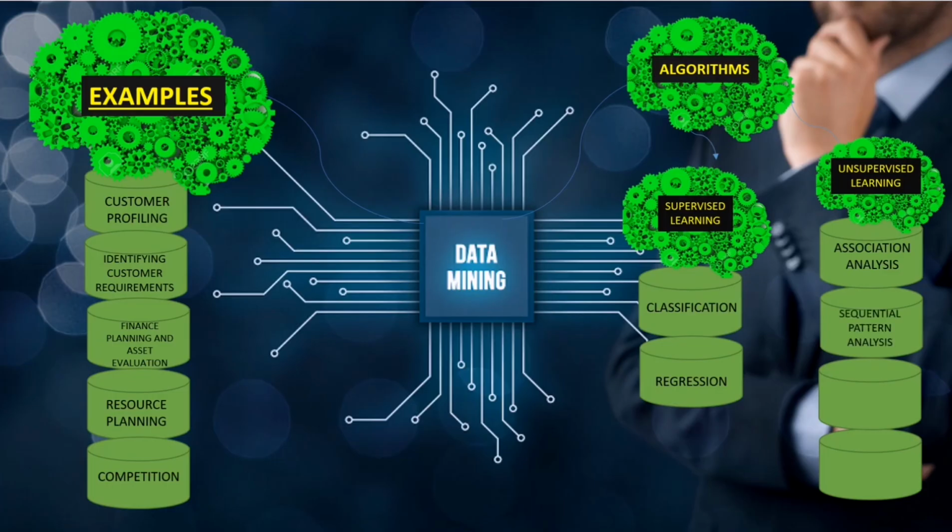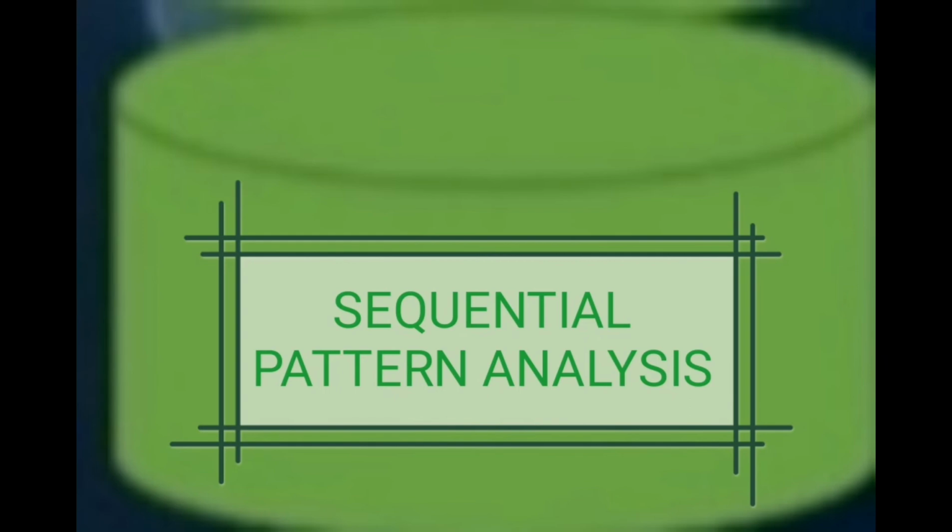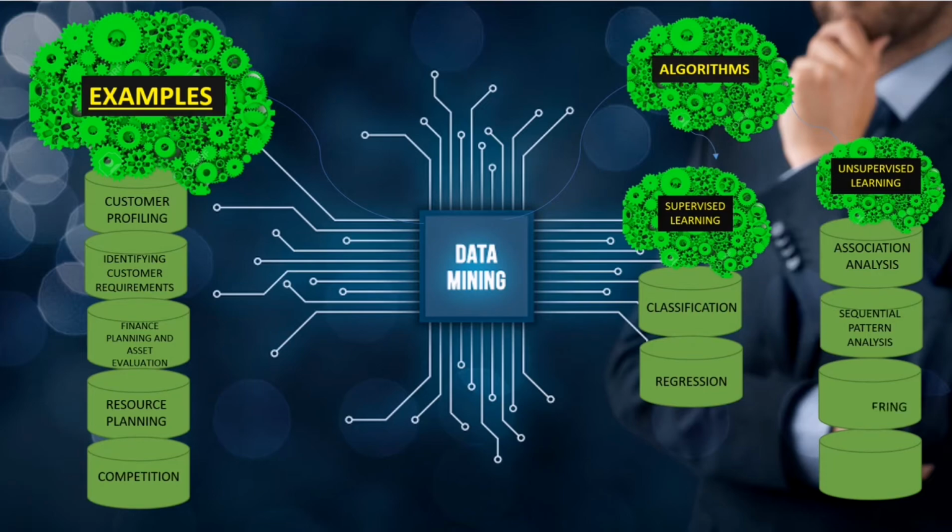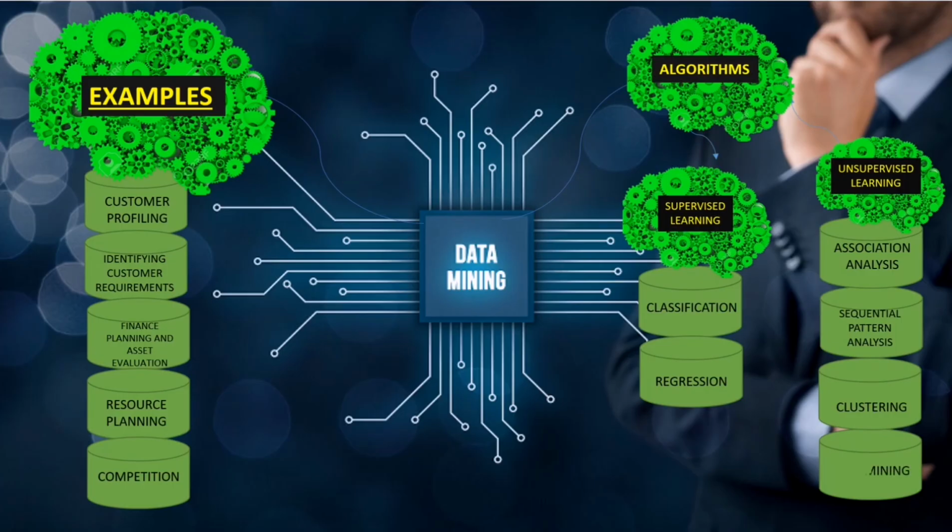Second, the sequential pattern analysis. Given is a set of objects with each object associated with its own timeline of events. Find the rules that predict strong sequential dependencies among different events. Third, clustering. This is used for cases that involve targeted marketing wherein you are given a list of customers and some information about them. And what you have to do is cluster these customers based on their similarity. Lastly is the text mining.